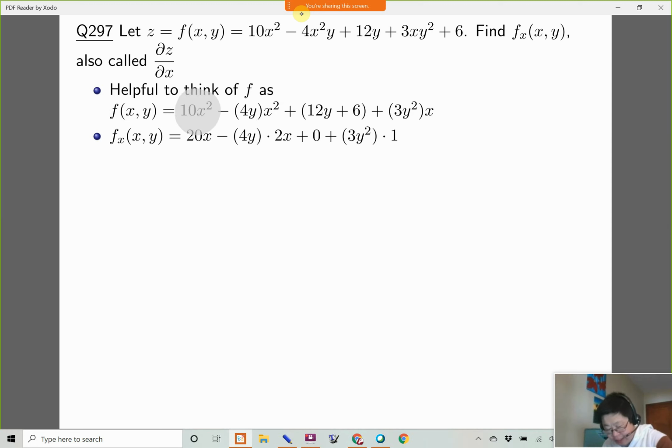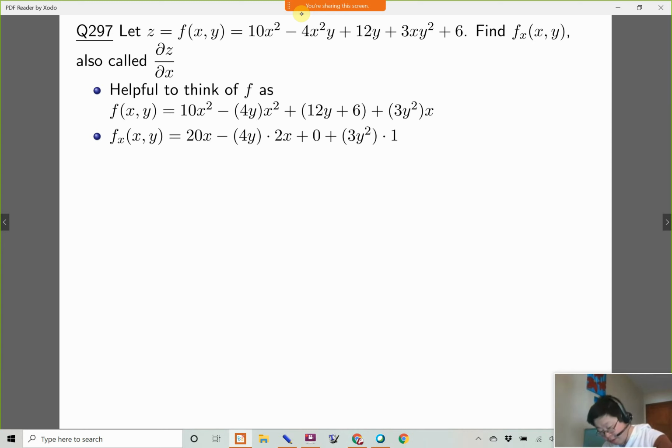So take the derivative of 10x squared, that part: 20x to the first. The next part, let's talk through a little more though. So copy the minus sign. 4y is a constant. Remember, if we're treating y like a constant, then 4y is a constant. 4 times y is also a constant. So copy the constant and then differentiate x squared. That derivative would be 2x using the power rule.